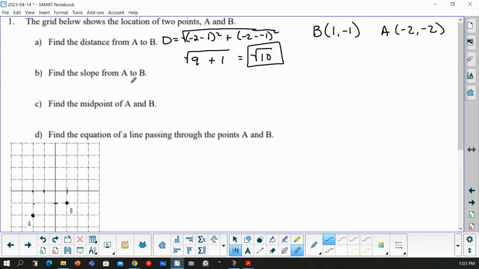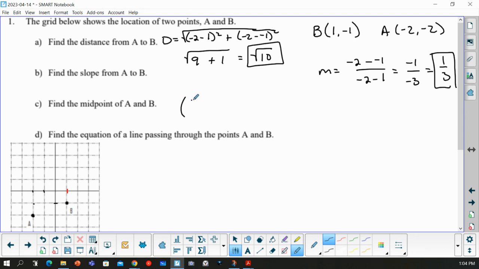Find the slope from A to B. Slope, m equals y2 minus y1 over x2 minus x1. -2 minus a -1 would be -2 plus 1, which would be -1. -2 minus 1 would be -3. The negatives would cancel, giving me 1/3. That is the slope.